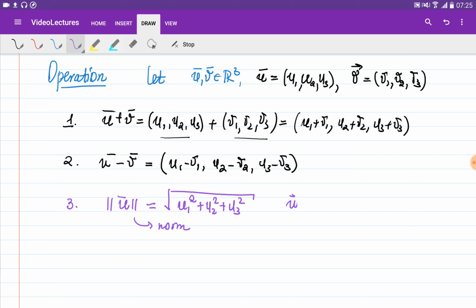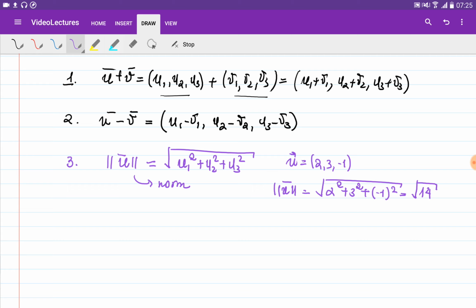For example, if the vector is given with the components 2, 3, and minus 1, then the norm of the vector u, or the magnitude of the vector u, is equal to 2 squared plus 3 squared plus minus 1 squared, all under the square root, which is going to be equal to the square root of 14. Okay, and operation number 4 is the multiplication of a vector by some constant.